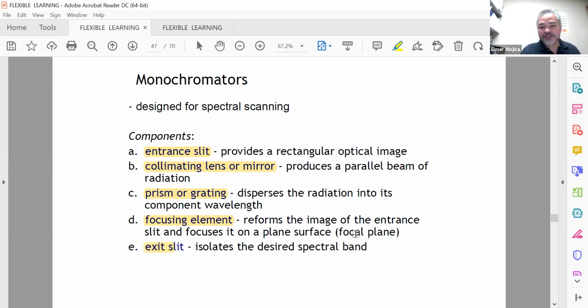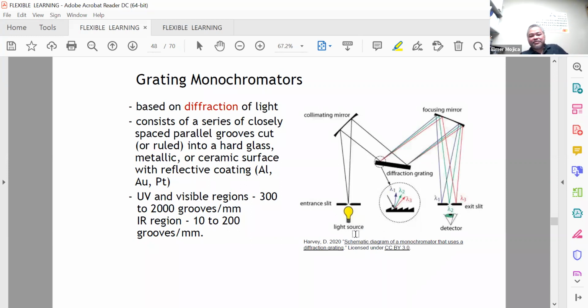Okay, so if you want to know what this monochromator looks like, this is how it looks. It's just based on the diffraction of light. So this is the entrance slit. And then you have the collimating mirrors.